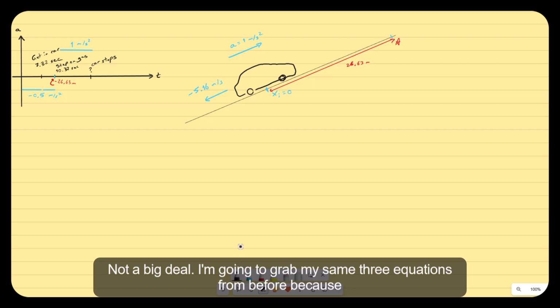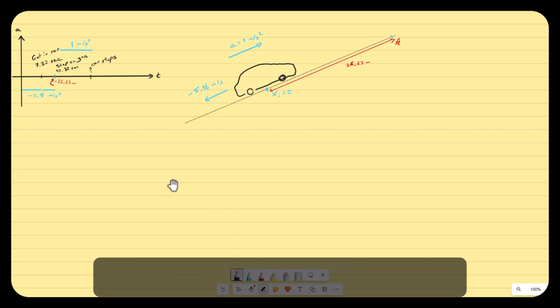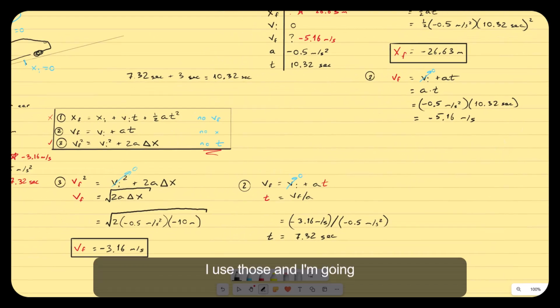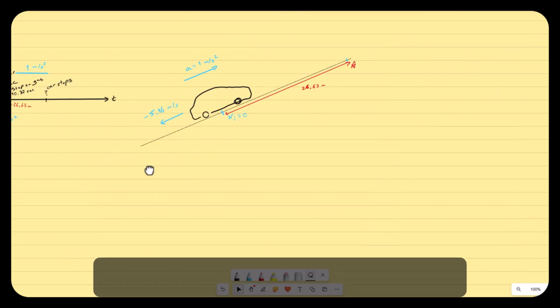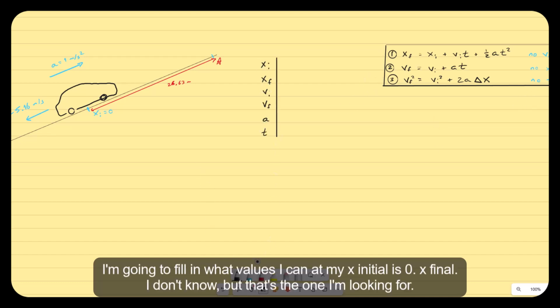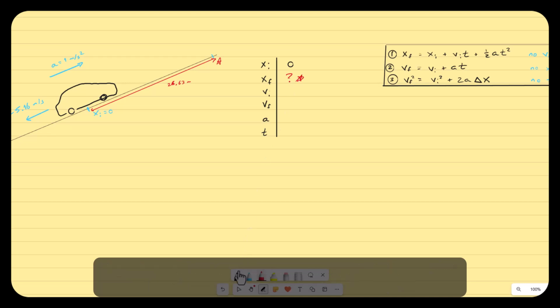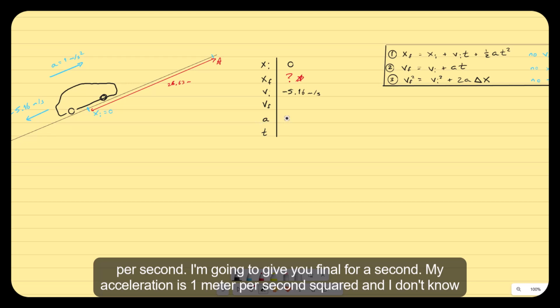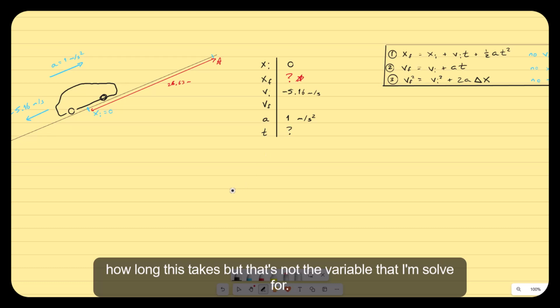Not a big deal. I'm going to grab my same three equations from before, because I used those enough. And I'm going to drop those equations right here. Then I'm going to make my table again. And I'm going to fill in what values I can. My x initial is 0. My x final, I don't know, but that's the one I'm looking for. My v initial is negative 5.16 meters per second. I'm going to skip v final for a second. My acceleration is 1 meter per second squared. And I don't know how long this takes, but that's not the variable that I'm solving for.